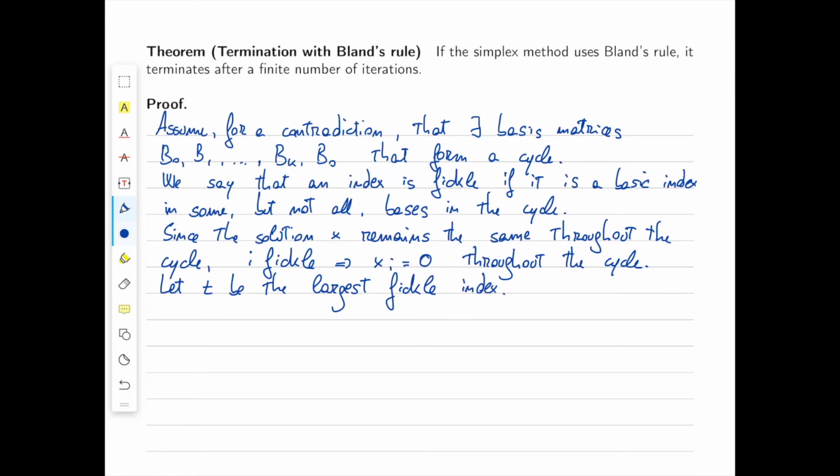In most of the proof, we will analyze two specific changes of basis. First, we analyze when T exits the basis, and then we analyze when T enters the basis. Since T is fickle, both these changes of basis exist. So let's start with, let's say, A. There exists B in the cycle such that T is in B, and I'm going to use this notation meaning that T is a basic index for B.